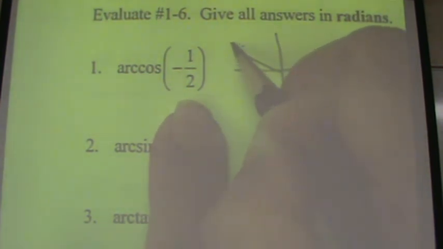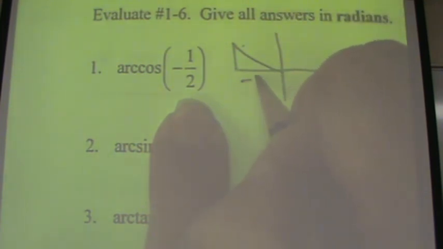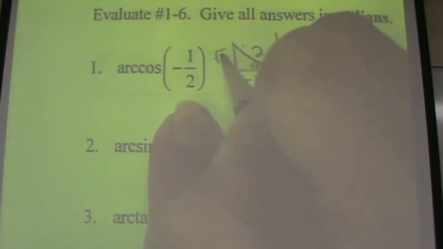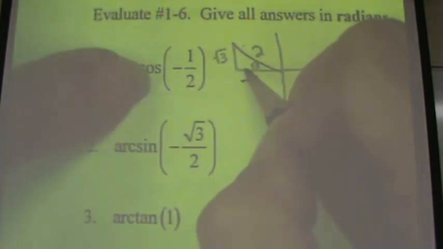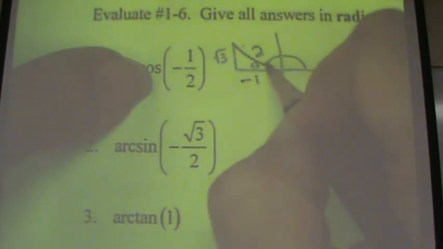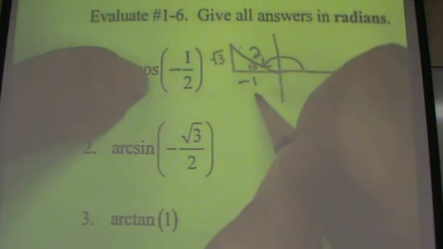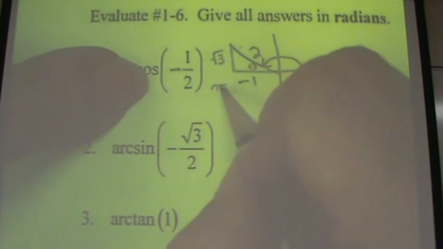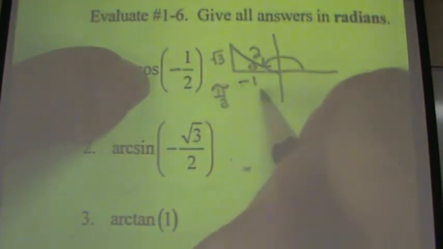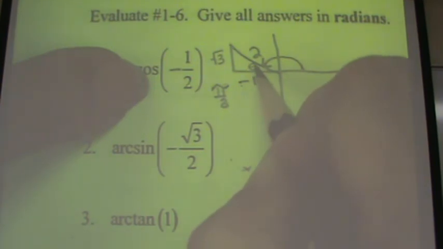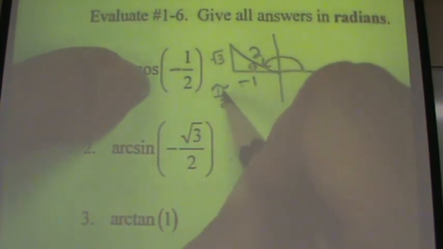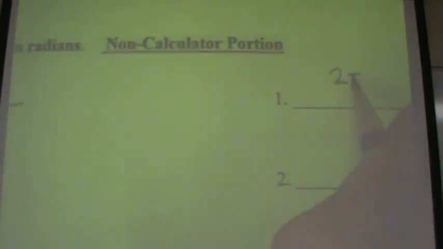So you're going to draw a triangle in quadrant 2, name this side -1 and this 2 because it's cosine. What angle is this? This is 60 degrees, so pi over 3, but I want the angle in quadrant 2 because it's negative. So I want to know this angle right here, not the pi over 3 angle, but this angle. What angle is that? 2 pi over 3.